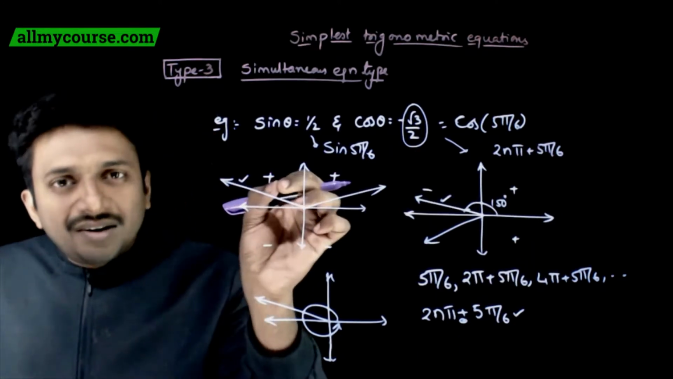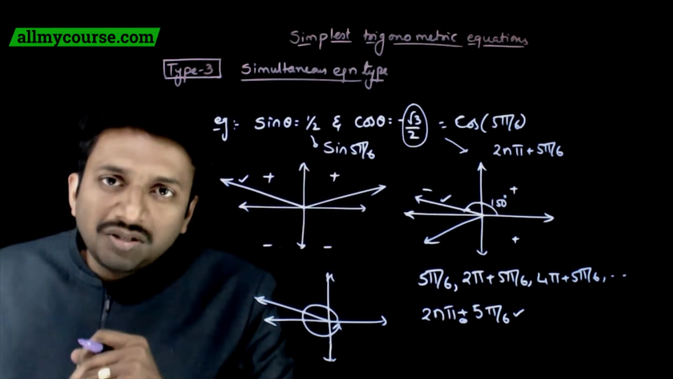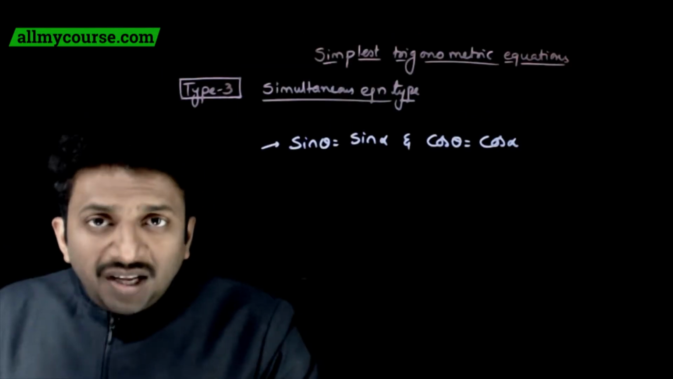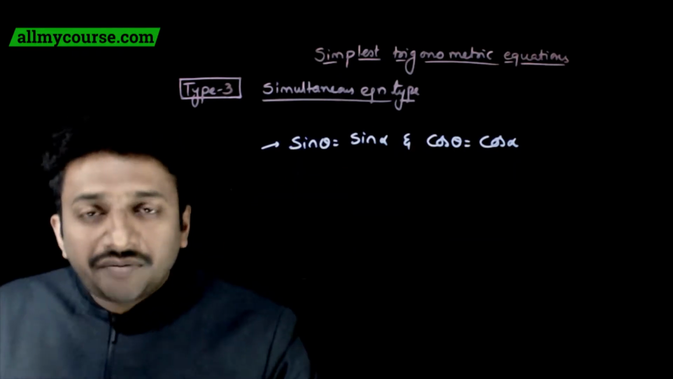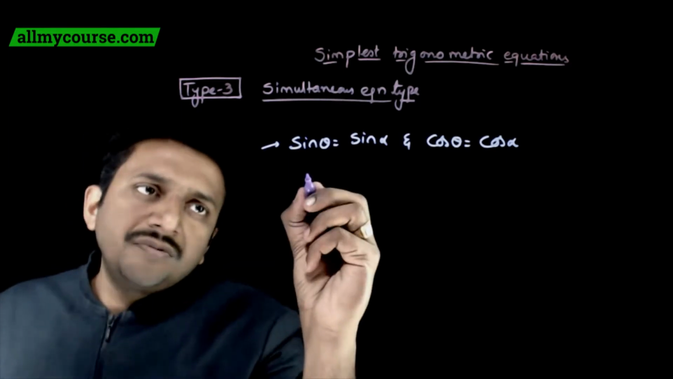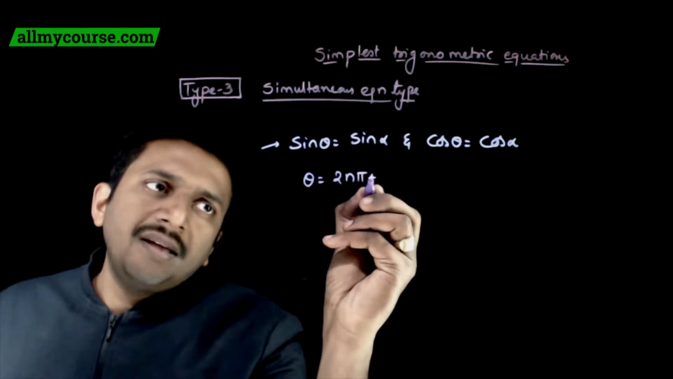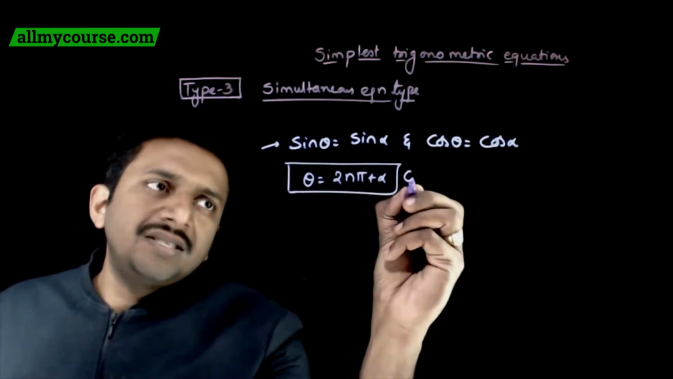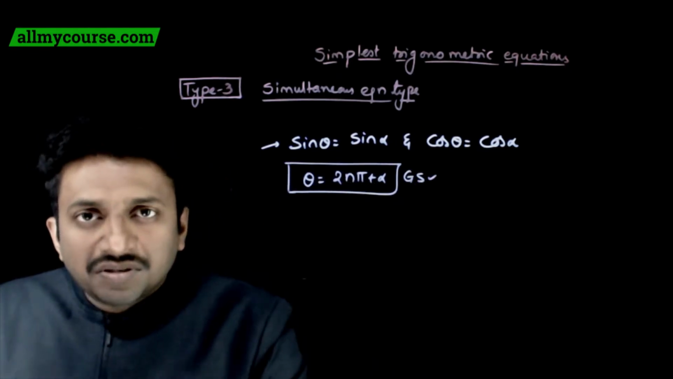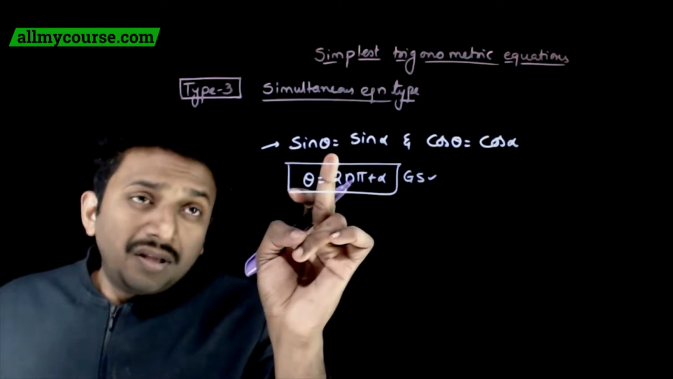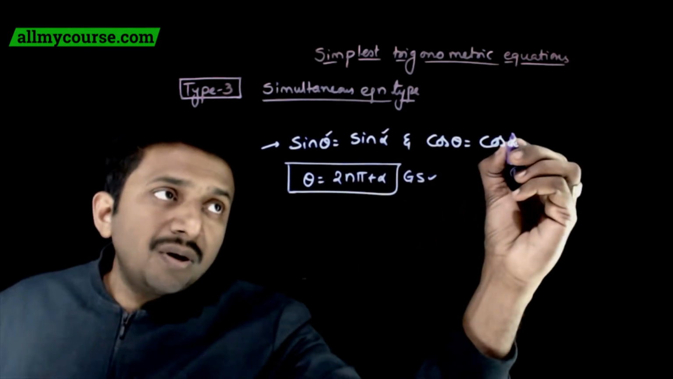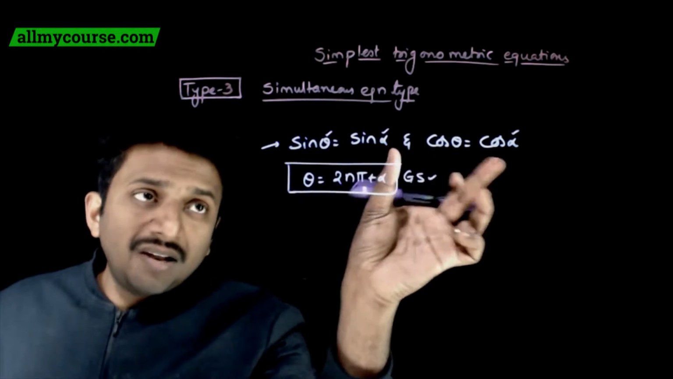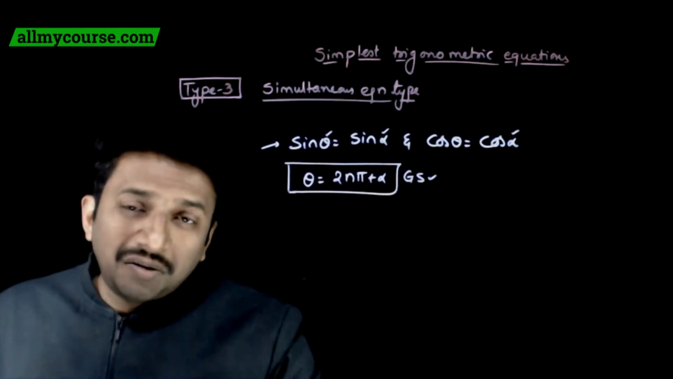So now let us look at the general solution for simultaneous equations, and how we write it in formula form. In type 3 questions, you'll have questions like this: sin theta is equal to sin alpha and cos theta is equal to cos alpha. You'll be given two equations. So what is the solution for this? Theta is equal to 2n pi plus alpha. This is the general solution to this set of equations. Now you need to see this carefully. Sin theta is equal to sin alpha and cos theta is equal to cos of the same alpha. So for the same value of alpha, these two equations have to be valid. We need to search for that value.